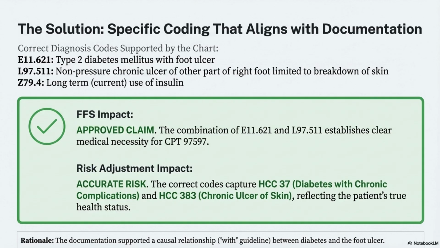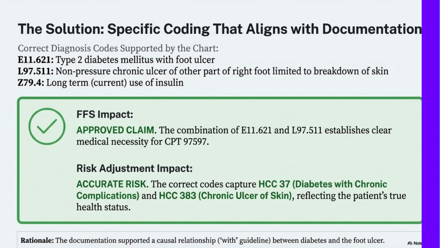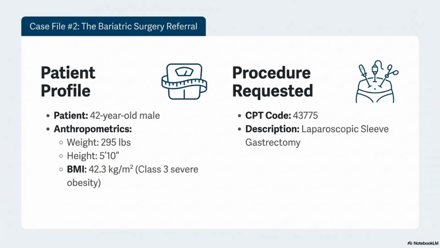On this slide, you can see the correct coding already laid out. The documentation fully supports diabetes with a foot ulcer, the specific ulcer site and severity, and long-term insulin use. These codes establish medical necessity and accurately capture the patient's risk. This is exactly what should have been submitted the first time. Now let's move into our second scenario.